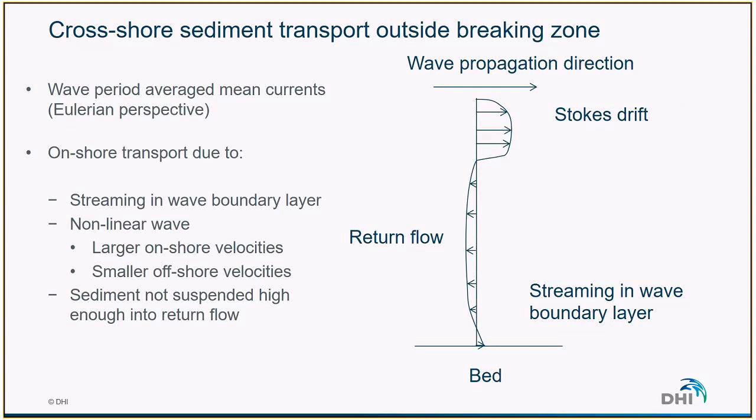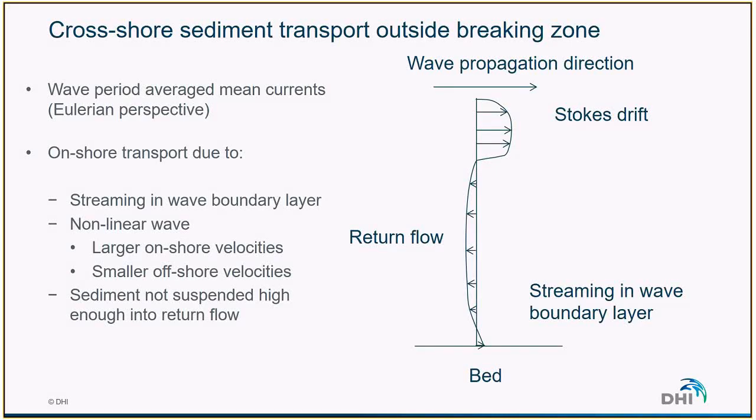Let's now have a quick look at the cross-shore sediment transport. The cross-shore sediment transport is important as a coastal profile is formed by erosion and deposition associated with a shore normal transport. And the profile is needed for the longshore sediment transport, as we've seen before. So here is a summary of the different contributions we can find outside the breaking zone.